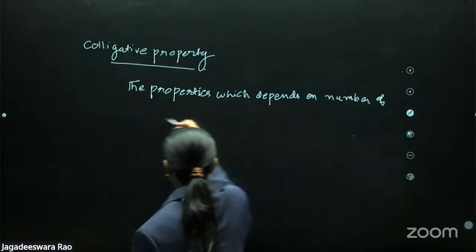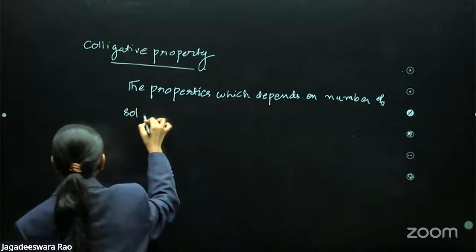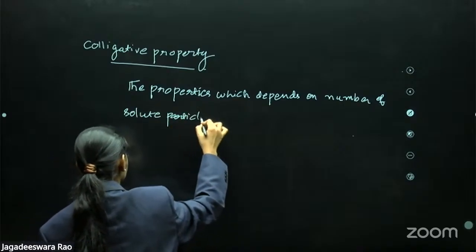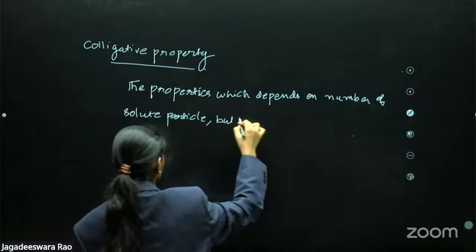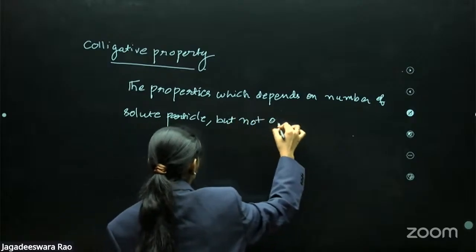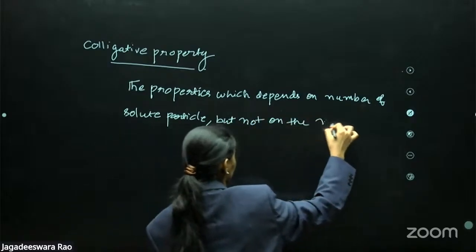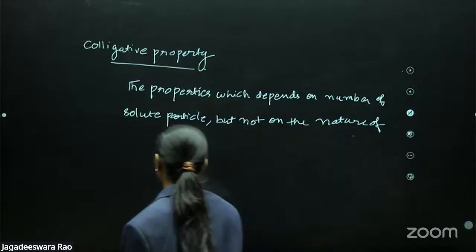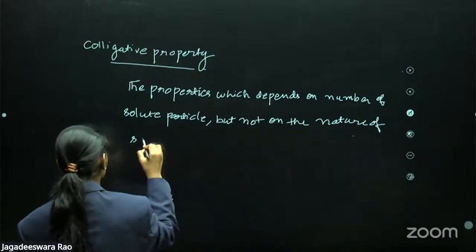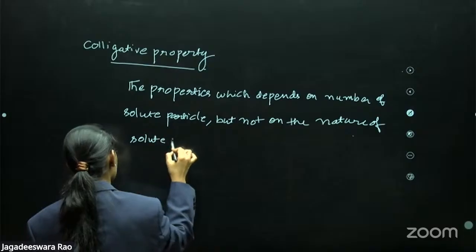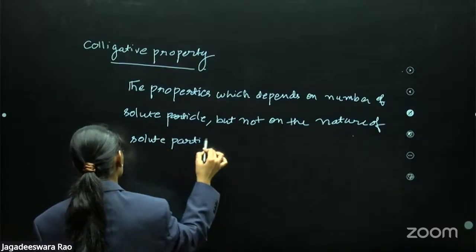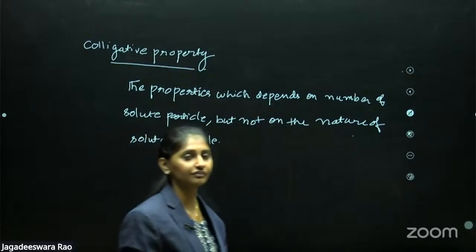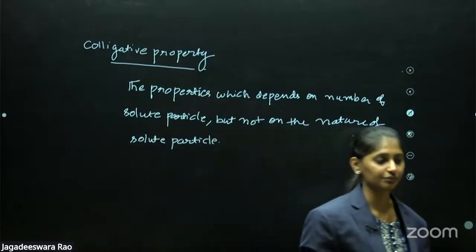Number of solute particles, but not on the nature of solute particles. So that we call colligative properties.